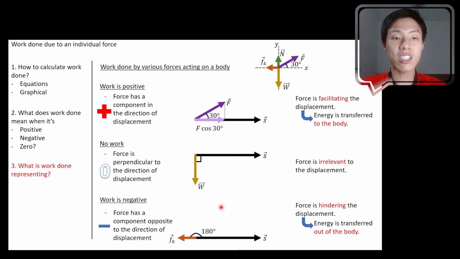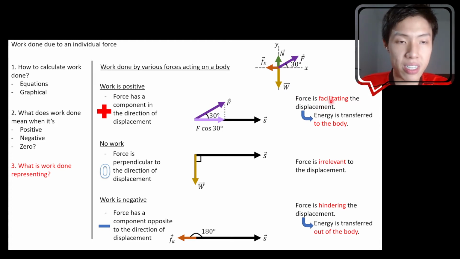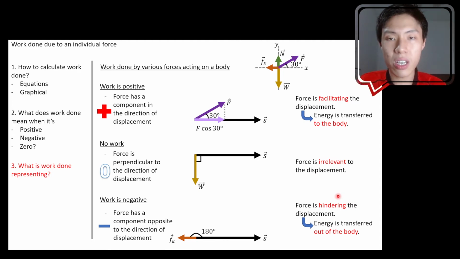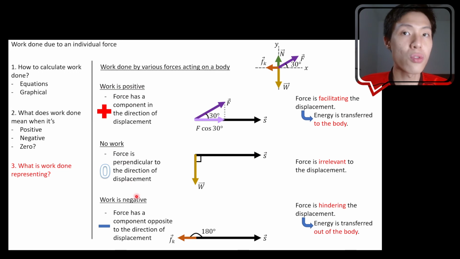So you can see energy coming out, making the displacement even harder. If we supply energy to the body, it helps the displacement. That's what we mean by facilitating the displacement and hindering the displacement. So we can explain work as a transfer of energy, and this is how we interpret when our work done is positive, zero, or negative.